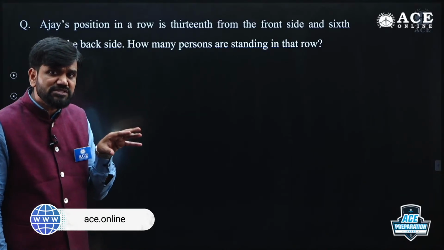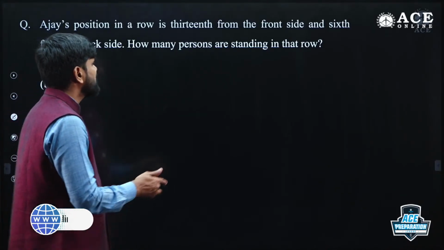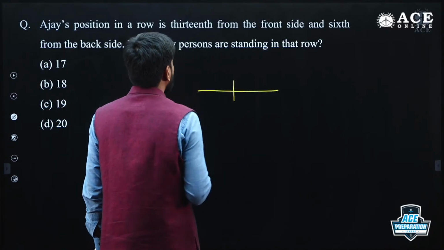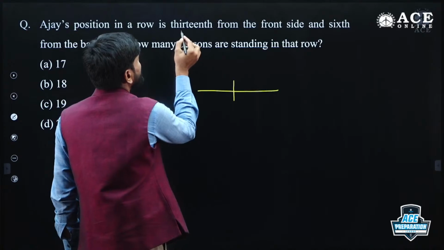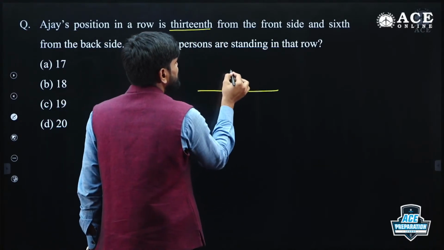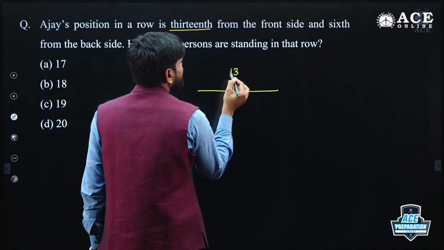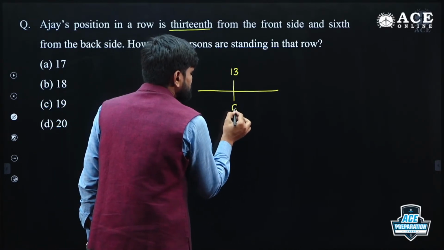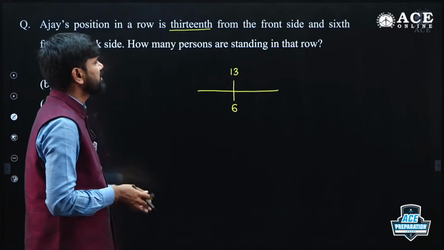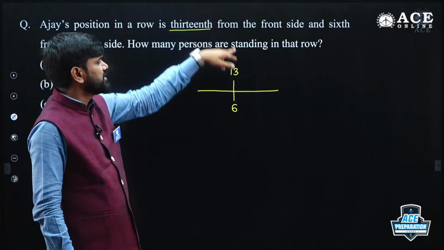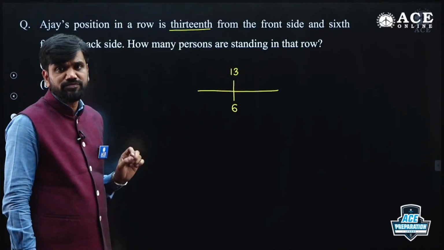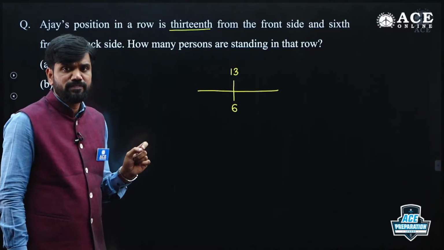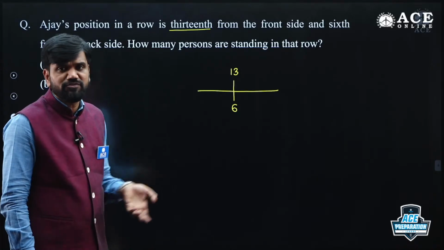A particular person is mentioned, and they have given the position of that candidate from both ends. The position of Ajay from the left end is 13th, and 6th from the back. So, from front it is 13th, from back it is 6th. We know the position of one particular person from both the ends. Now, we want to find the total number of people in the row.